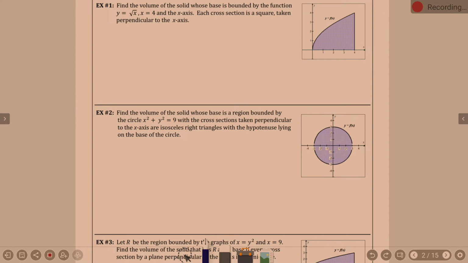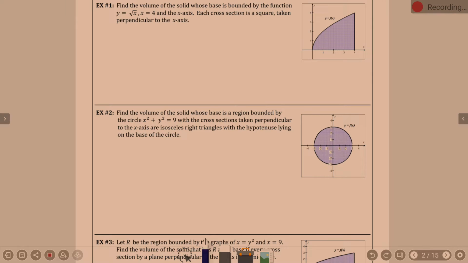Okay, so let's look at A here. Find the volume of the solid whose base is bounded by the function y equals square root of x, x equals 4, and the x-axis. Each cross section is a square taken perpendicular to the x-axis.